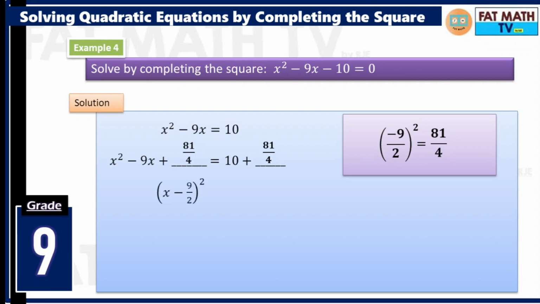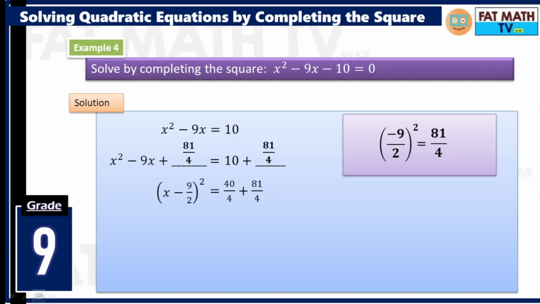And then factor the left side. And then find the least common denominator for the right side. And then find the equivalent fraction of 10 such that the denominator is 4. So that's 40 over 4.